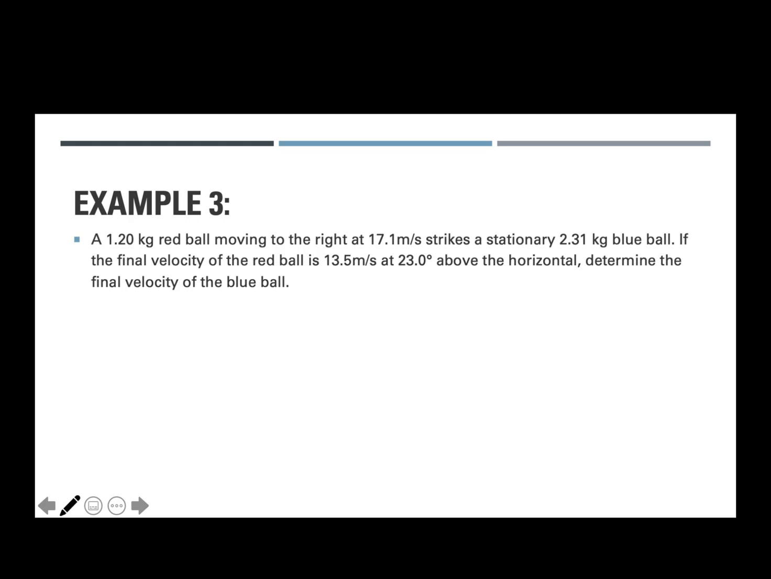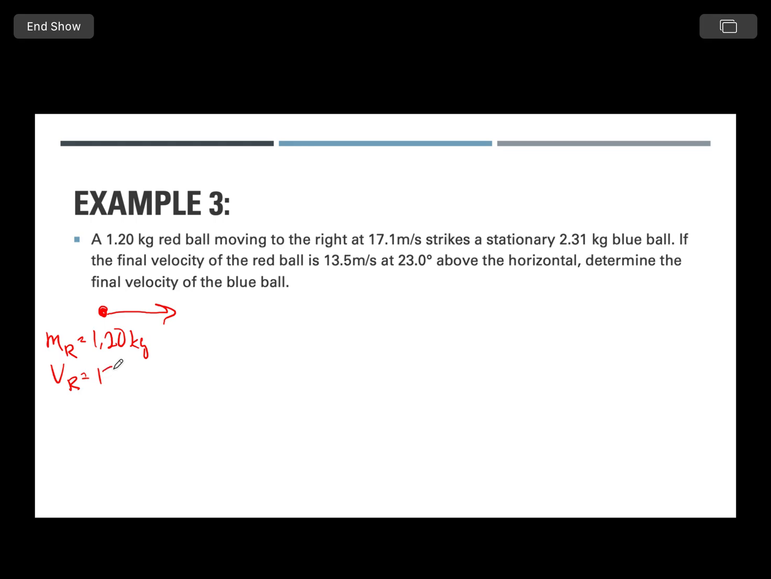Okay, so we've got this red ball right here, and it strikes a blue ball. Hold on, let me draw the red ball first. The red ball is going to come forward, and it's going to strike a blue ball over there. So this red ball has a mass of 1.20 with a speed of 17.1, which makes a momentum, if you multiply those two together, of 20.5.